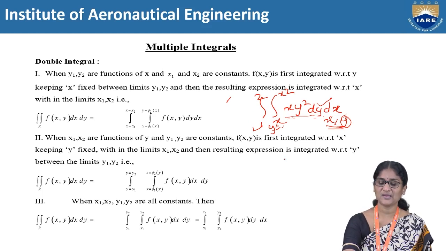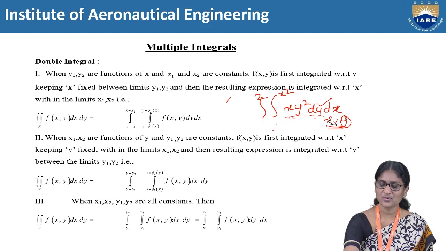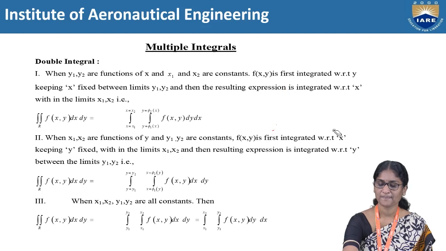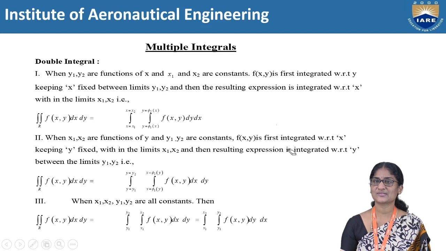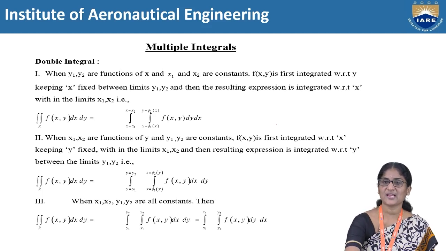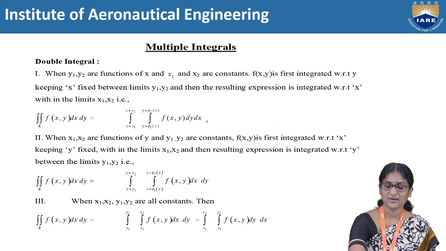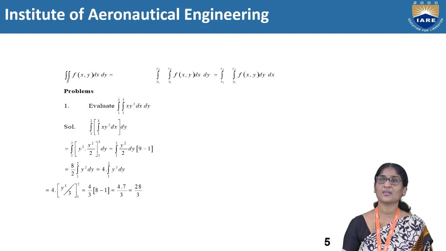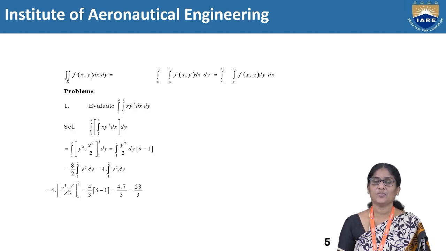So that is how, when the limits are given, we have to choose the variable limits for the correct variable, because he may write dx dy or dy dx, so we have to first determine which variable the limits belong to. So these 3 are the different types that we may get in double integrals. Now I'll do one problem.